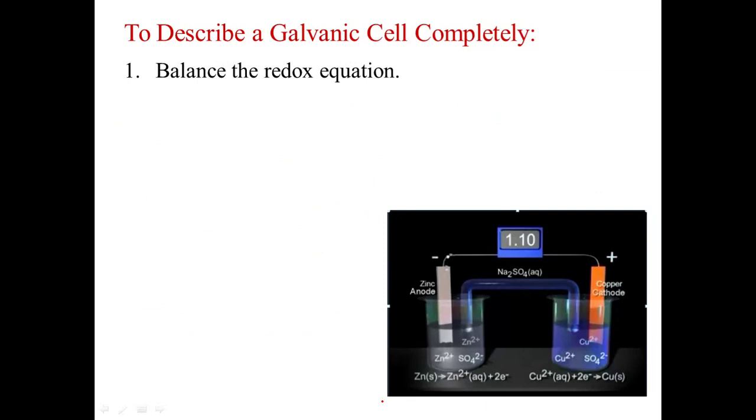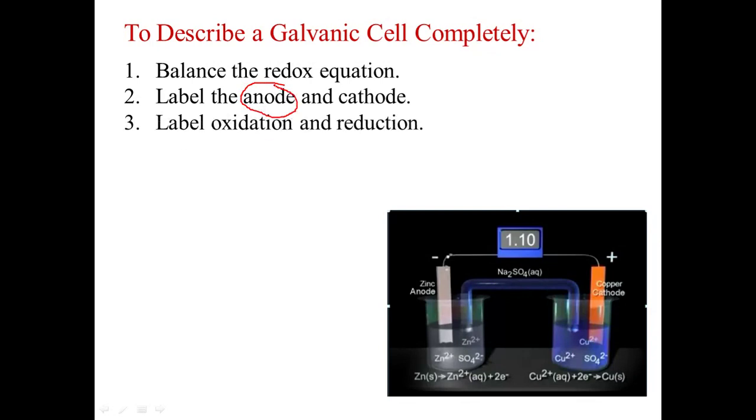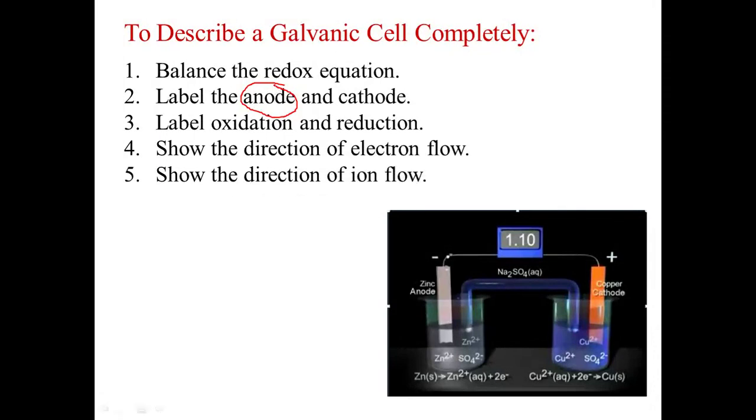So in order to describe our galvanic or voltaic cell, we have to be able to balance a redox equation and label the anode and cathode. The anode is always the more reactive metal. You have to know where the oxidation is occurring, and oxidation always occurs at the anode. You have to show the direction of electron flow, and electrons always flow from the anode to the cathode. You also show the ion flow through the salt bridge or through the porous barrier, so your anions flow to your anode and your cations flow to your cathode. And then you have to calculate the cell voltage.